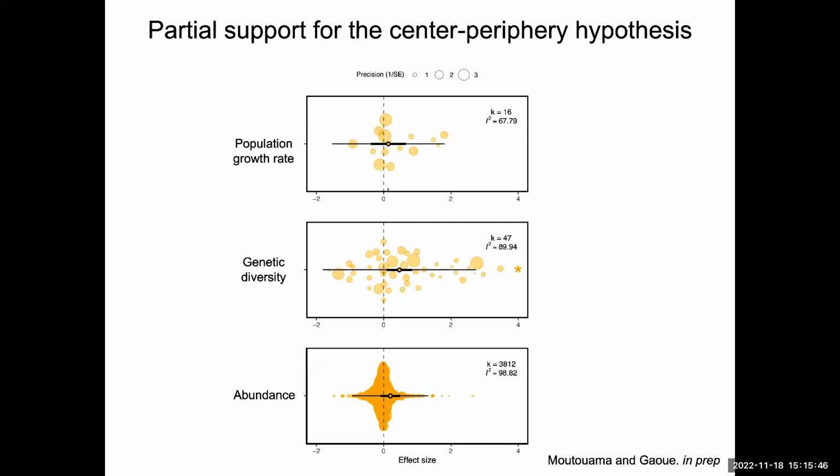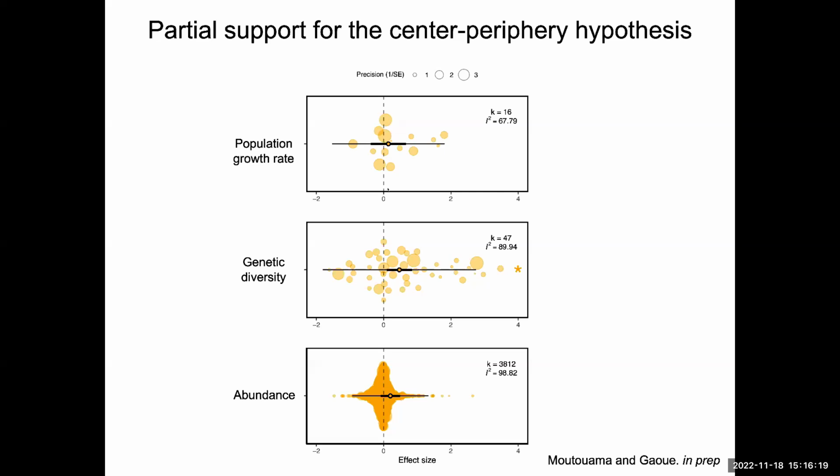We did that and we found partial support for the center-periphery hypothesis. On this graph, you have on the left side all the response variables that we included in our meta-analysis: population growth rate, genetic diversity, and abundance. For each response variable, we provide the cumulative effect size with a confidence interval. We also provide the number of studies, the K here, that we used to test if we have support or not.